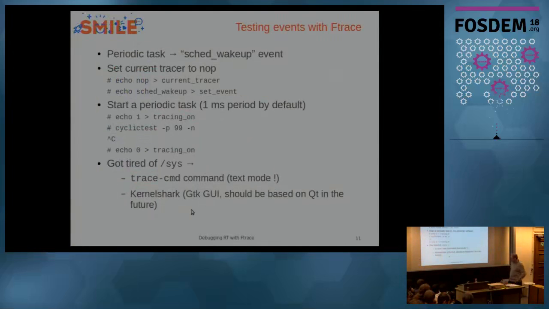If you got tired of slashes, because it's a bit boring to do echo, etc., and cat, you have a trace-cmd command which is written in text mode. It's a contribution to the project, and there is KernelShark, which is based on GTK. It should be based on Qt in the future because Steven will work on it at VMware. He will work on upgrading KernelShark full time. He said so. Well, it's a good idea because KernelShark is not that stable, and I don't like GUIs a lot.